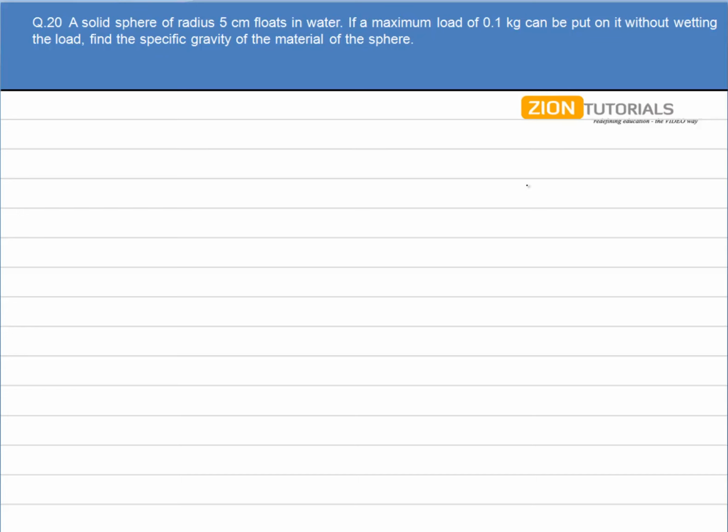A solid sphere of radius 5 cm floats in water. If a maximum load of 0.1 kg can be put on it without wetting the load, find the specific gravity of the material of the sphere. Find.